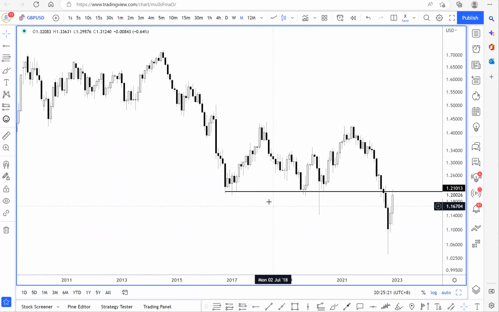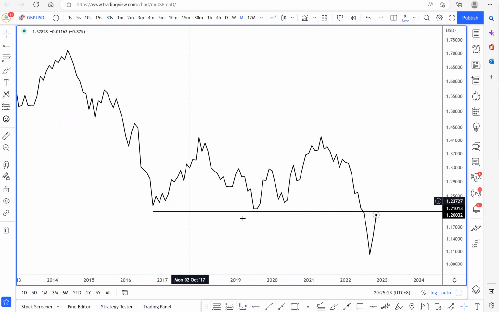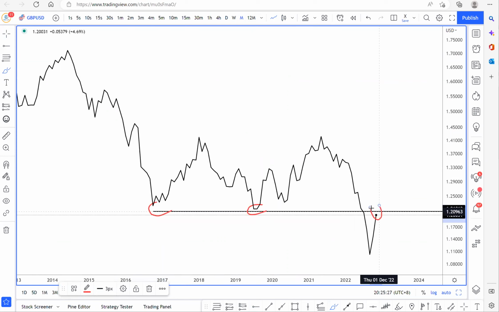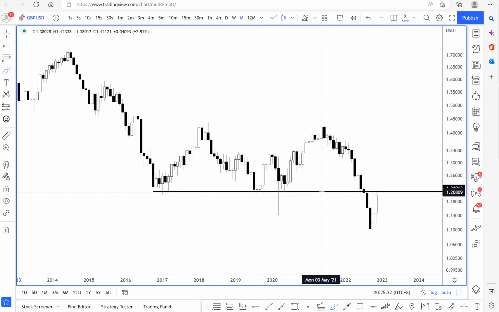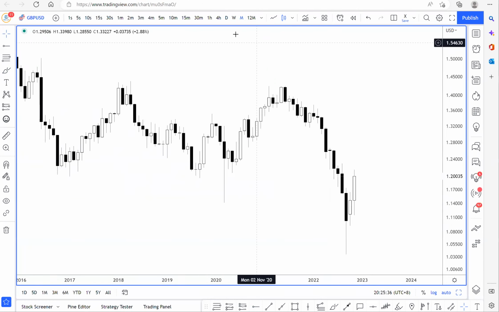Over here, you can see this region. Even if you put it in line chart, you can see that this is an area that price tested multiple times as both a support and a resistance. So nothing much on the monthly, the levels don't change much. Over here, it's currently testing this region, but that's pretty much it.